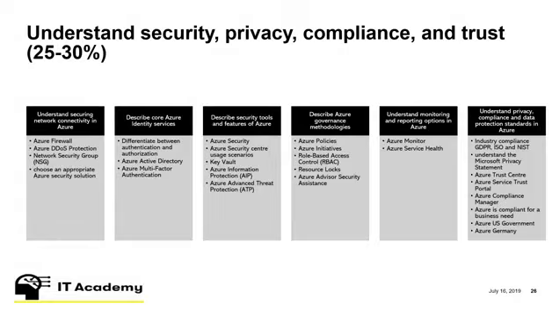The understanding security, privacy, compliance, and trust objective of the exam is quite substantial. There are several areas that we need to be able to demonstrate knowledge of to be able to pass the exam. However, it's very important to remember that what we need to be able to do is to describe these features. The AZ-900 exam is not testing us on any great technical depth here. It's really testing our awareness of these capabilities and their use cases.